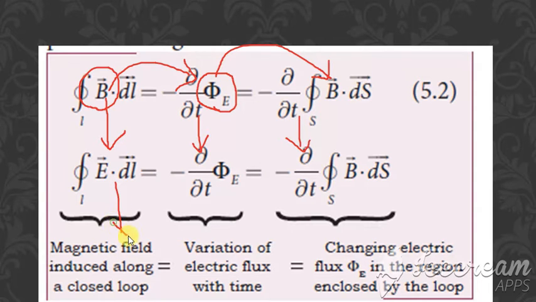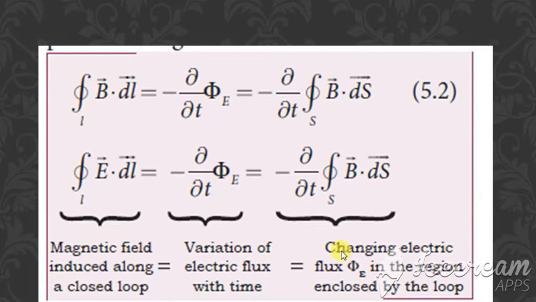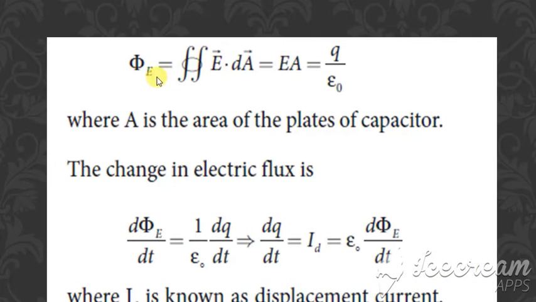Here this is said to be the magnetic field because we have the term B, is it not? This is, as usual, the variation of magnetic flux, and this is a changing of the electric flux. Clear with this? So these are the variations of the magnetic flux in accordance with the Ampere circuit law. So phi is equal to integration of E dot dA. This is a general formula.